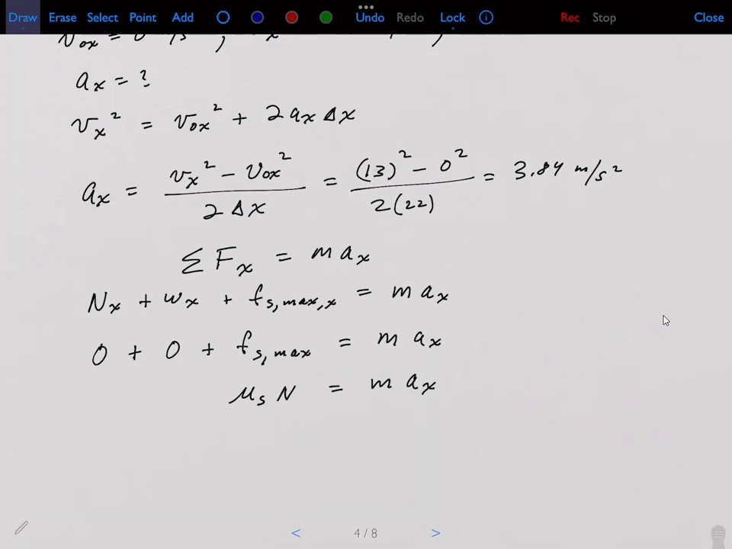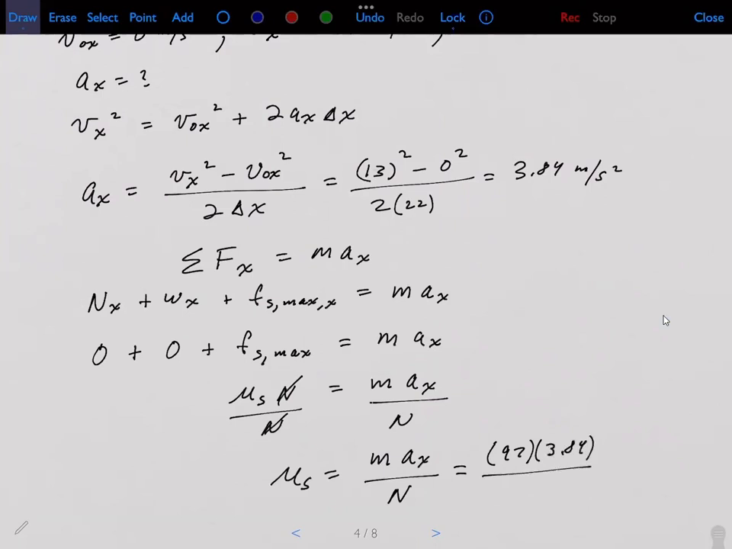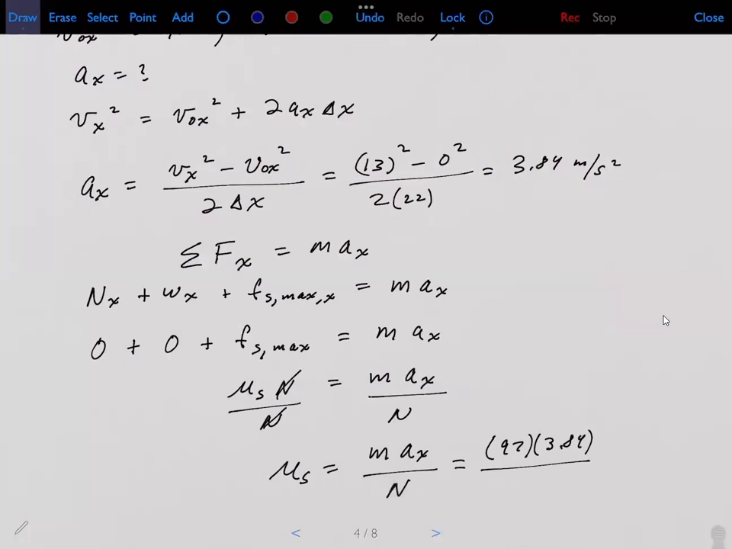Okay, so I could solve this for mu s. I could divide both sides by N now. So mu s is going to be MAX divided by the normal force. So if I work this out, this is going to be 97 times 3.84 divided by, and normal force was, what was it, 950? Yeah, 950.6. And that will give me 0.39.